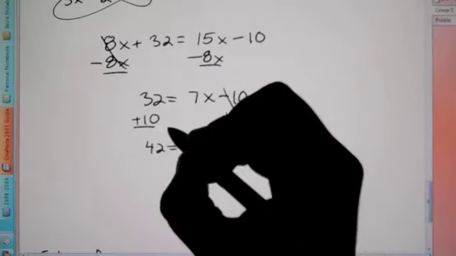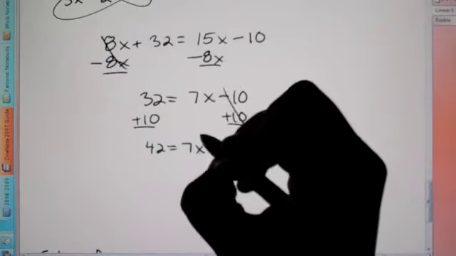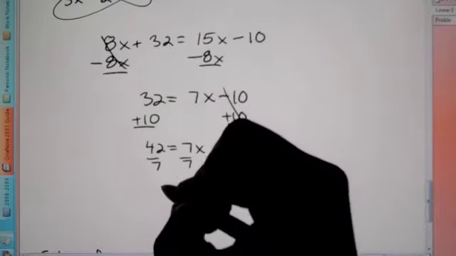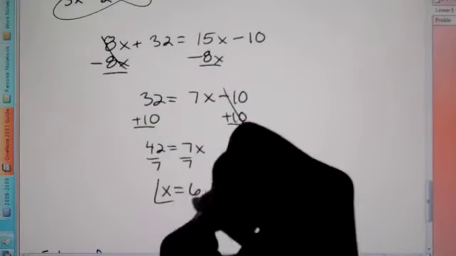And lastly, you want to divide by the coefficient. So 42 divided by 7 is 6. And there you go.